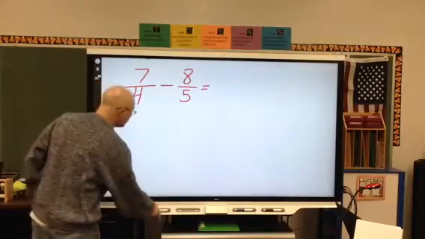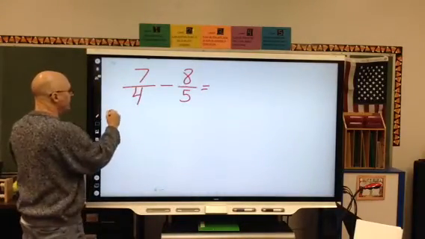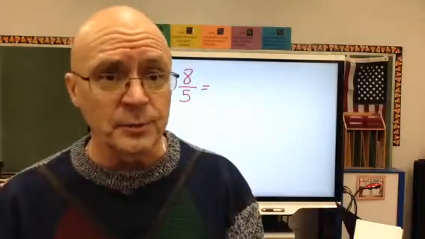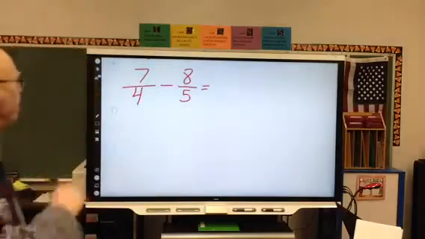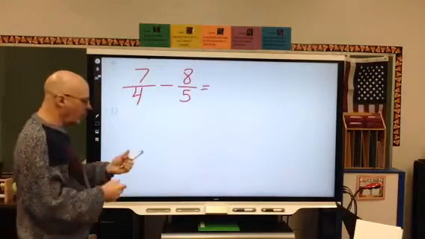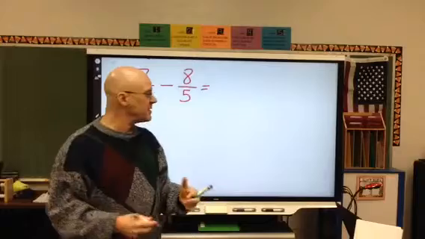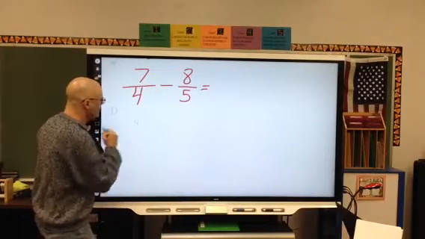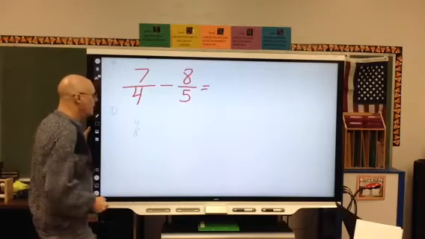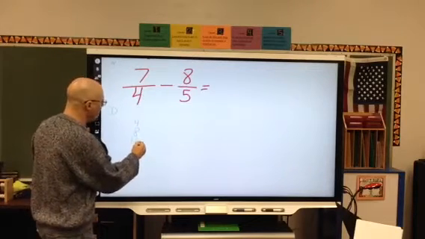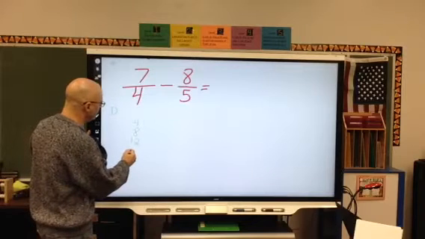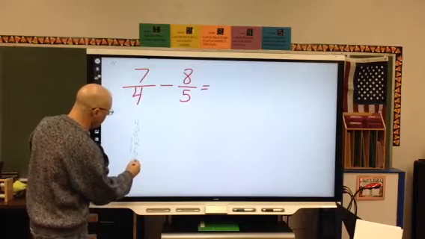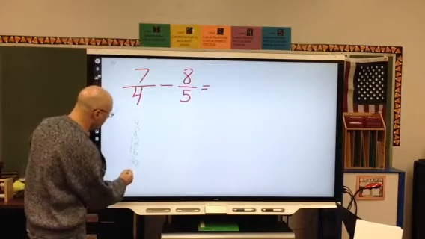So what we got to do is get a common denominator. Remember, the numerator is on top. The denominator is on the bottom. These two numbers have to be the same. And we're going to use multiples to get there. So let's start with our smaller number and go up a few. We've got 4 times 1 is 4. 4 times 2 is 8. 4 times 3 is 12. 4 times 4 is 16. 4 times 5 is 20. 4 times 6 is 24.